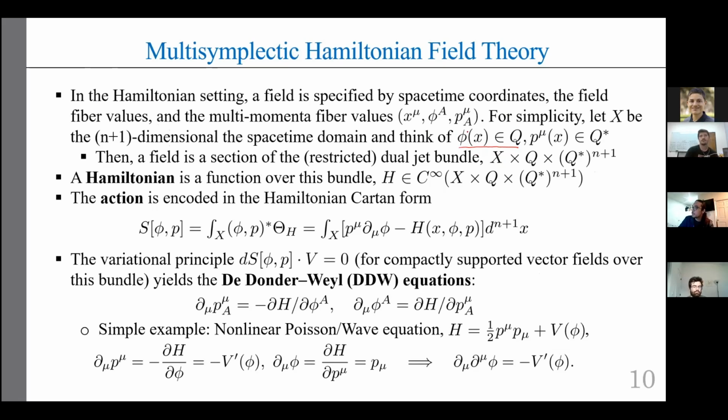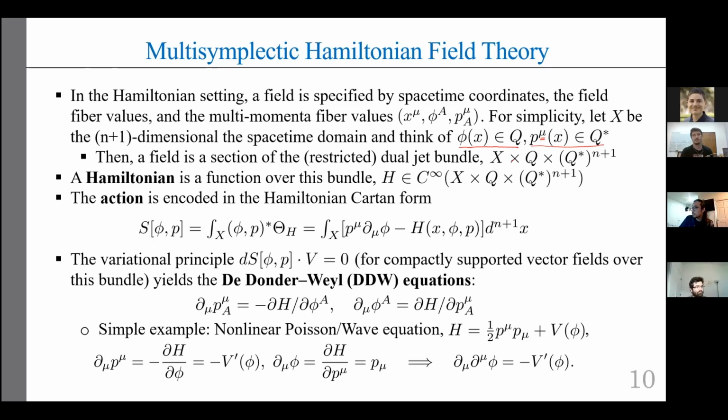And then we're going to think about the momenta as valued in the dual to that vector space. Notice that there's one for each space-time direction. Here mu is the space-time index. In classical mechanics, you only have one momenta because there's only time on the base manifold. But here we have one for each space-time direction.